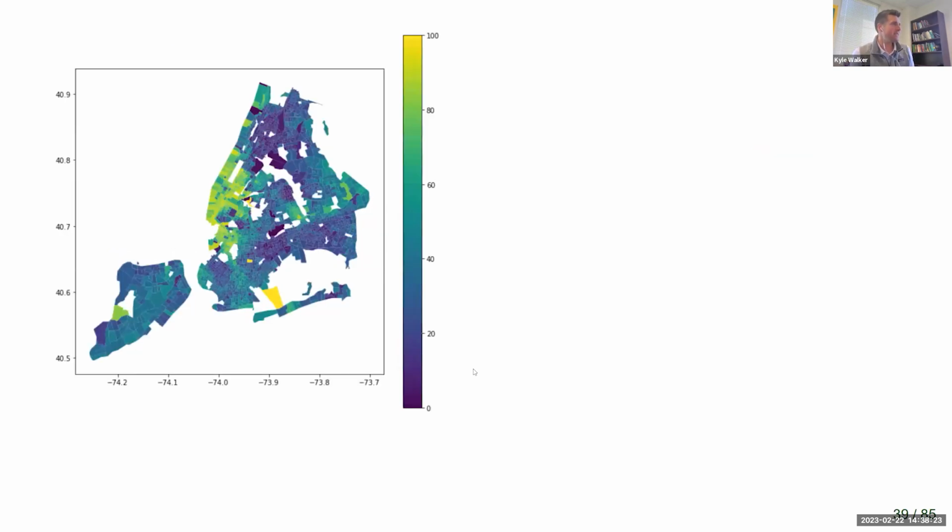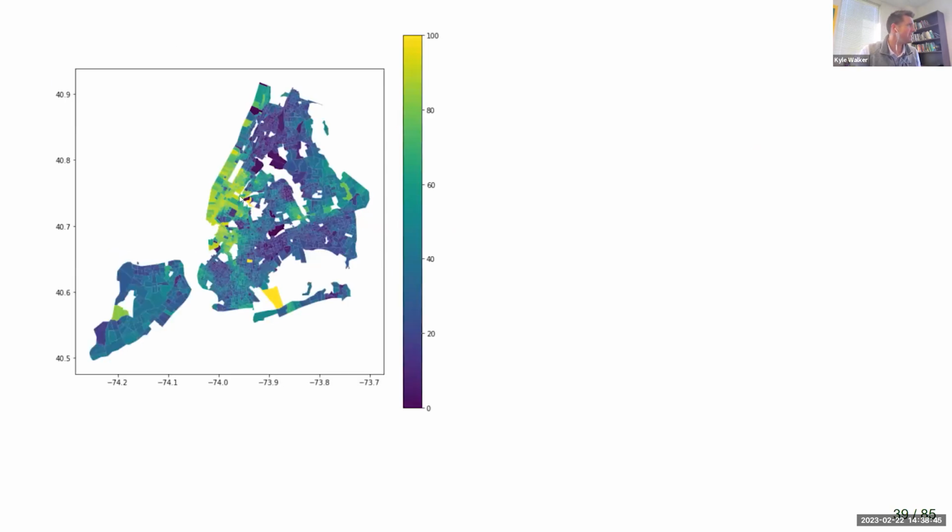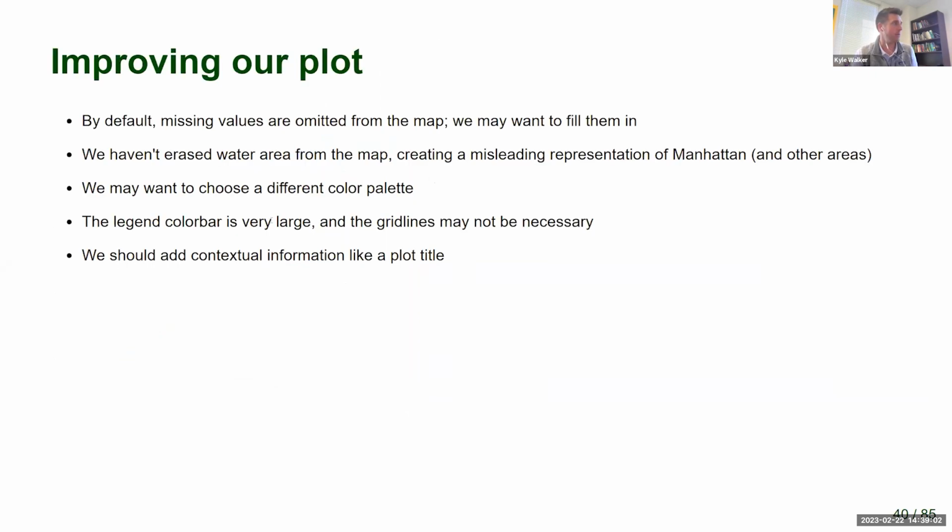By default, as you can see, missing values are actually removed from the map. So it looks like we have a bunch of holes. I'd kind of like to plot those, maybe plot them with a special color to make them show up and not seem like they're just holes in the data. We have erased water area from the map. Looking at this, our census tracts are actually stretching into the Hudson and East Rivers. That is not necessarily providing the level of detail I want. This doesn't look like Manhattan in the way that I want it to look. So I might want to use erase_water before I make this map.